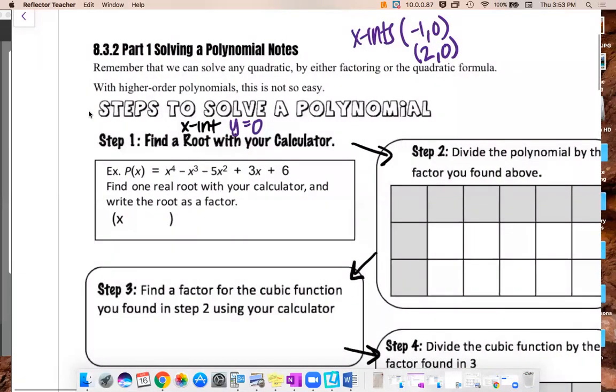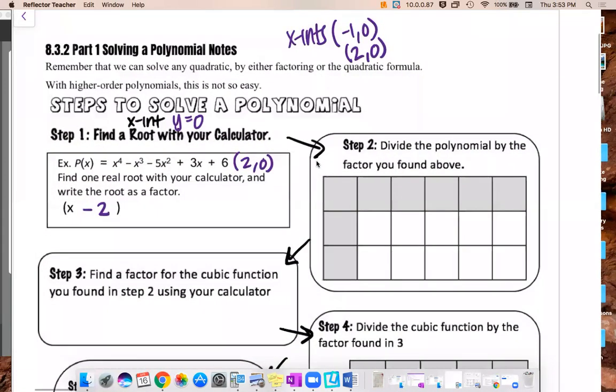All right, so here's what we do. Let's just take one of those x-intercepts. So I'm going to start with 2, 0. And what you have to do is create a factor from that root. So what that means is that I take this number and I switch the sign. So this now becomes an x minus 2. So this is the factor that gives me the solution. And then what we're going to do is divide this polynomial by this factor.